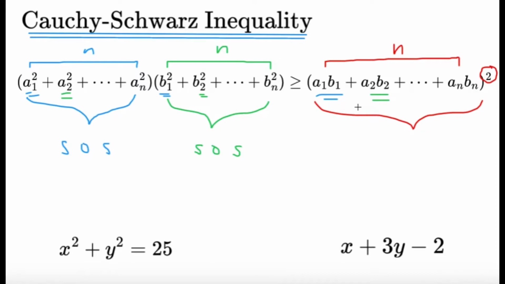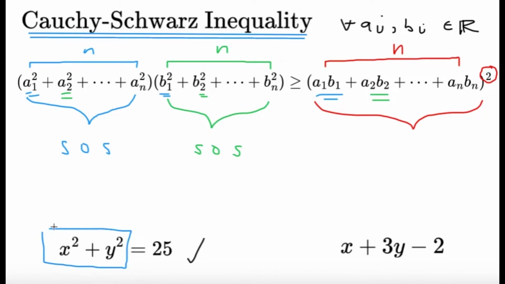Now, from this inequality, how do we solve our item? Well, we're technically given only one thing, this one. Oh, by the way, the Cauchy-Schwarz inequality works for all real numbers a sub i and b sub i. They just have to be real numbers for this inequality to work. Now, for the givens, we're given x squared plus y squared equals 25. So I guess that's a motivation. That's technically a sum of squares. And we're given the thing that we want to get, which is x plus 3y minus 2.